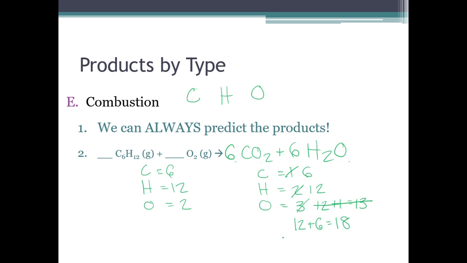So we have 18 oxygens in our products, 2 oxygens in our reactants. If we put a 9 here in our reactants, that'll bring us up to 18. Now we've got 6 and 6, 12 and 12, 18 and 18, and that is balanced. A little grosser, but practice makes perfect.